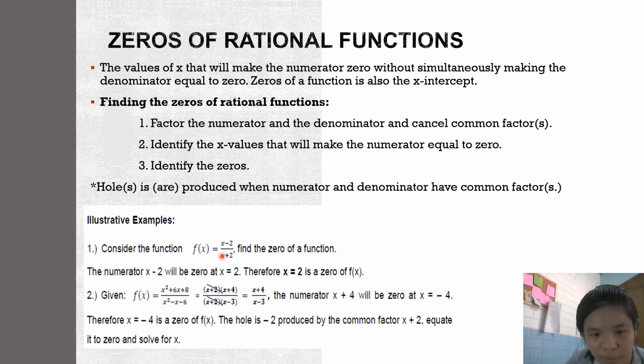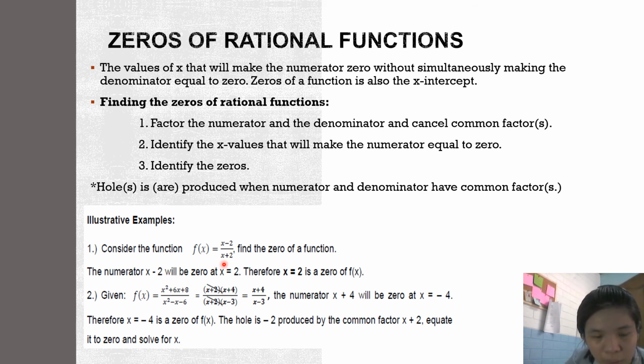Consider the function f of x equals x minus 2 over x plus 2. So, we find the zero of the function. The first step says, factor the numerator and denominator and cancel common factors. Since they don't have a common factor, let's proceed to number 2. Identify the x value that will make the numerator equal to 0.